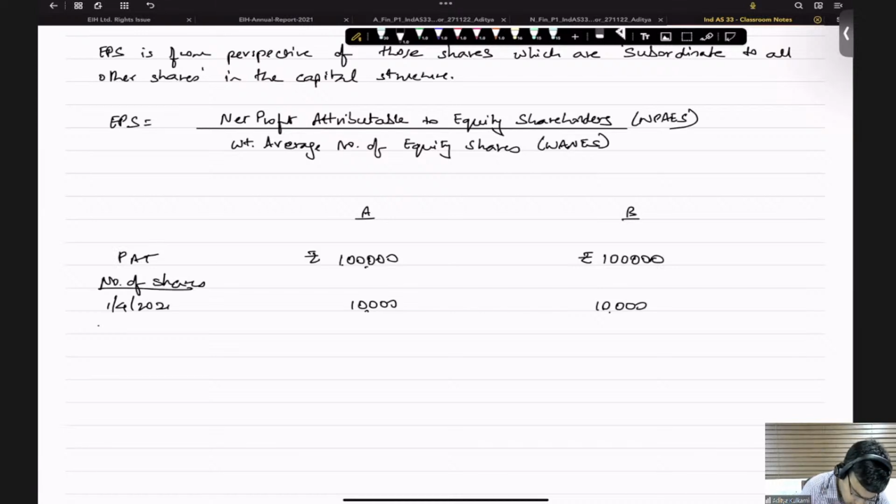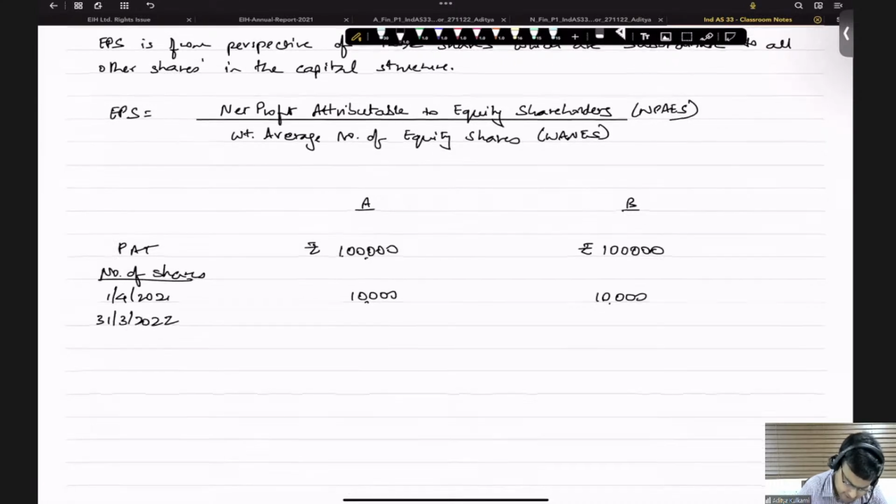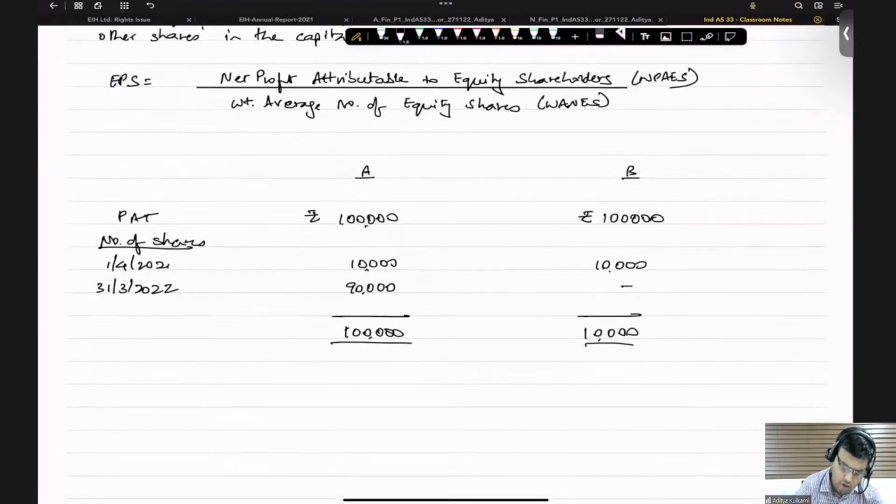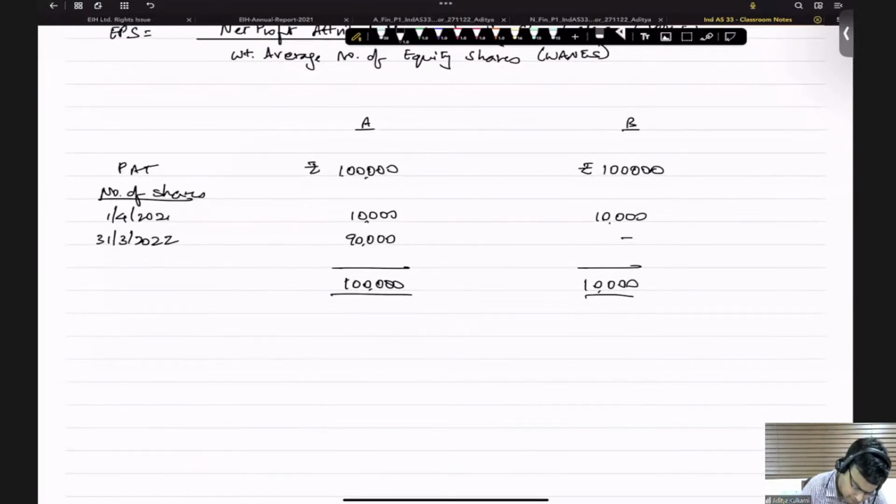Now on 31st March 2022, we are having another 90,000 shares entering the capital structure of A. So therefore, 1 lakh shares here, 10,000 shares here. So total number of shares अपने को addition आता है 1 lakh and 10,000. तो हम लोग चलेंगे and then we calculate the EPS.